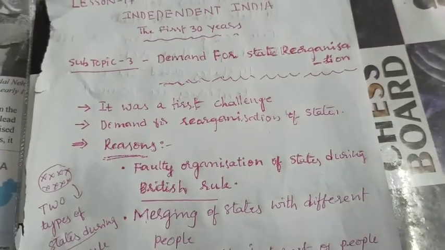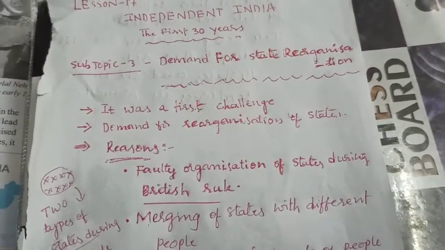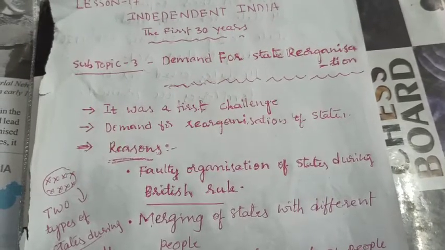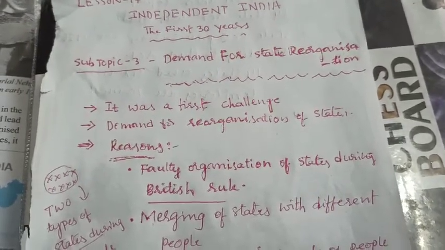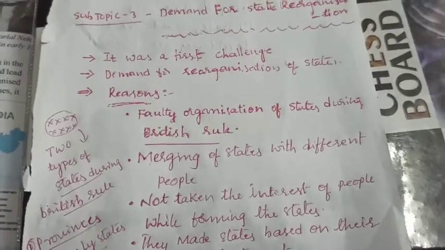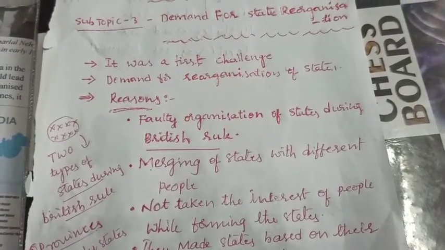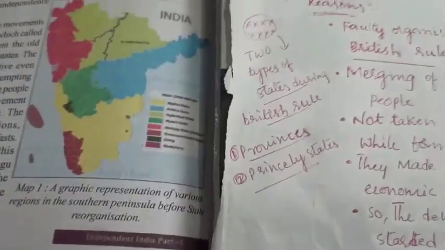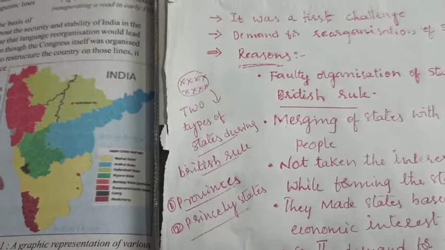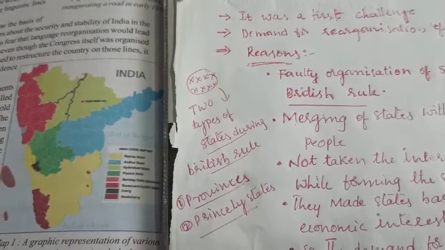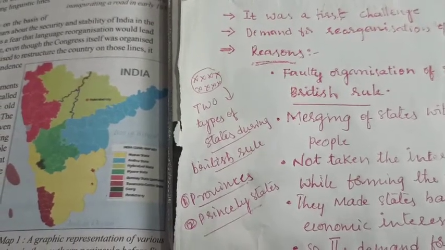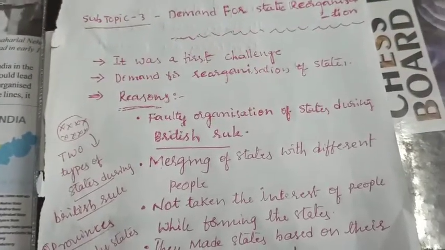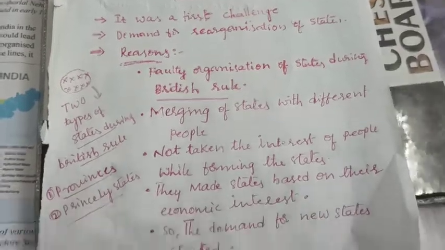You mean the merging of states or regions with other regions, irrespective of people, irrespective of language, irrespective of all the things. So they only gave priority to their economic interest. When talking about Madras state, take Madras state. Madras state at present is Tamil Nadu, even Andhra, coastal Andhra and Rayalaseema, and some parts of Karnataka, and all of them were in the Madras state. My point is here, they made states based on their economic interest.